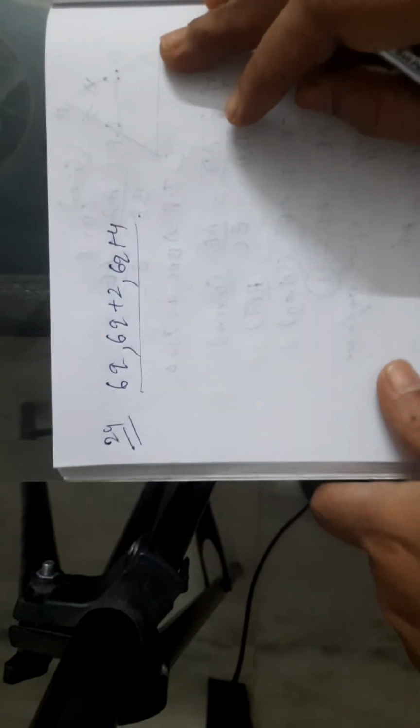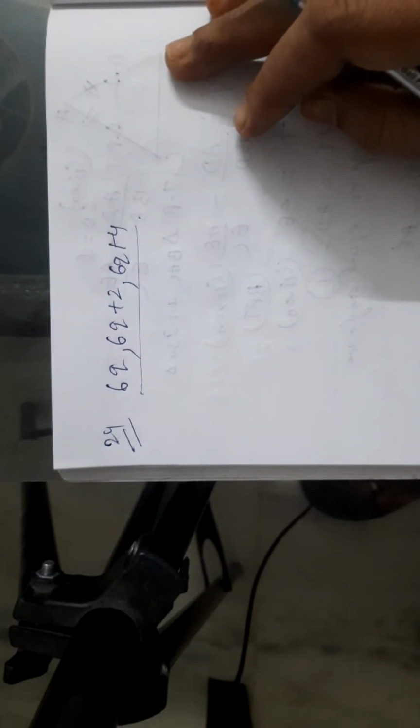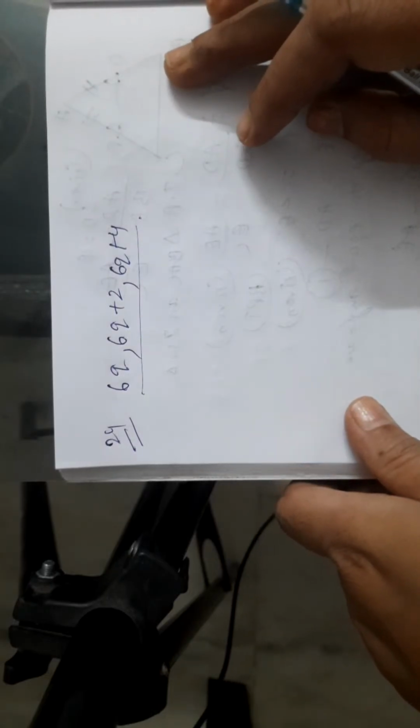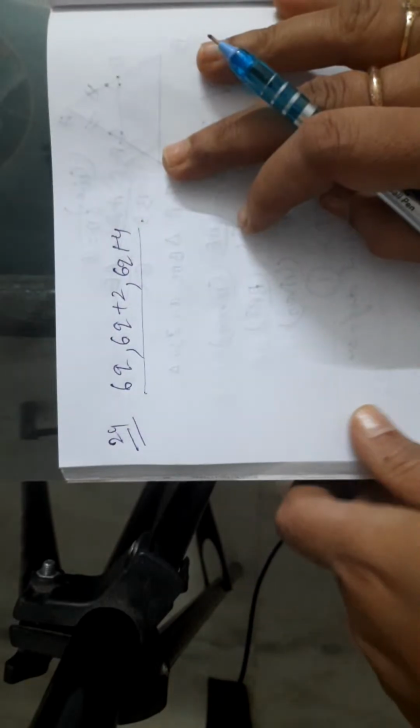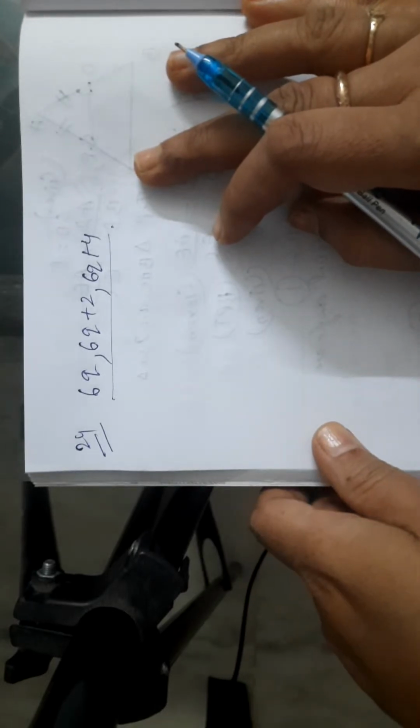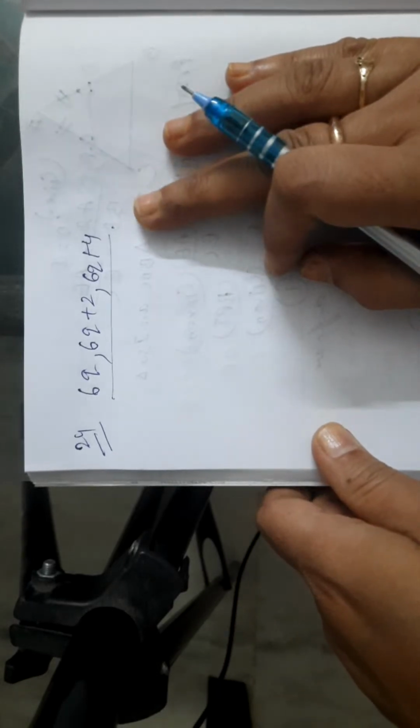So in chapter 1, exercise 1.2, a few questions are there. If you practice them, you will get them in the 2 marks questions. So these are all learning based questions. Get the solutions and learn properly so that you can get them.